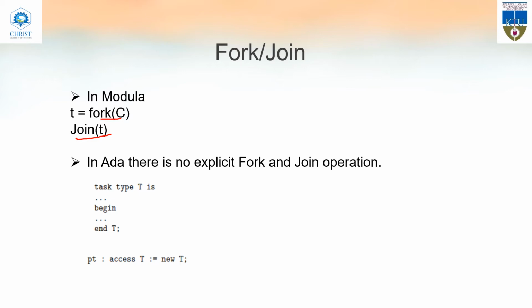Okay, likewise in Ada there is no explicit call for fork and join operations. There will be no explicit operation for fork and join, but it happens inside. That means if this is a function and you create an object of that, you will be creating a thread by declaring it, as declaring a class object.